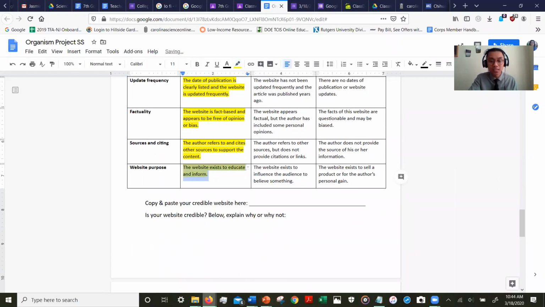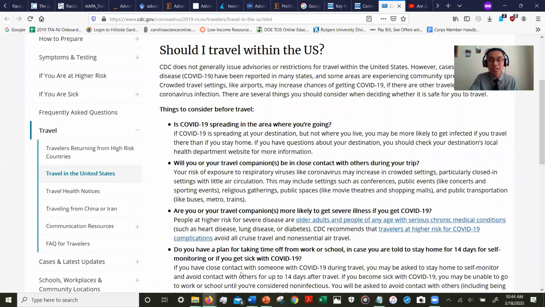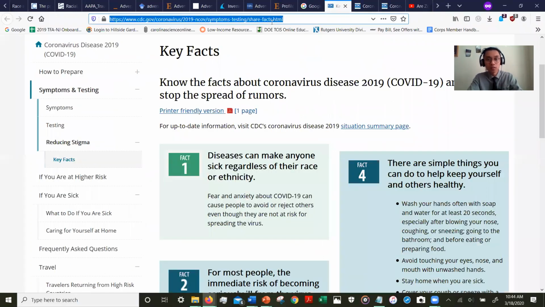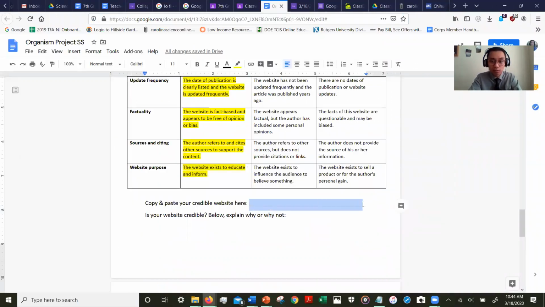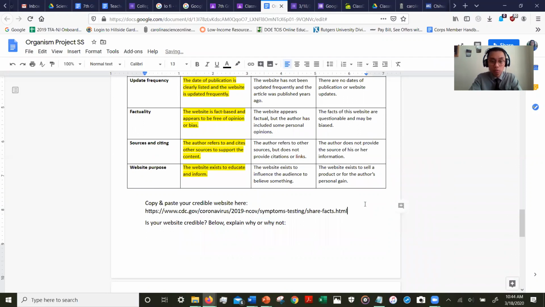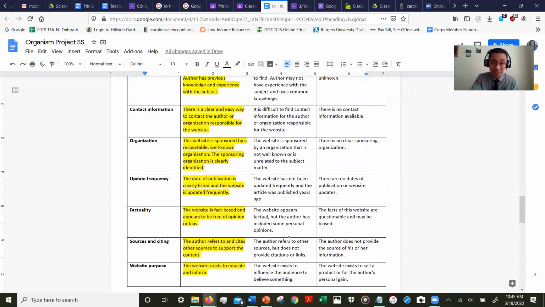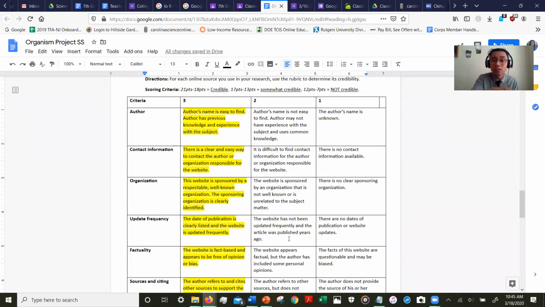Copy and paste your website here. Let me go ahead and do that right now. After this goes away, I'm going to copy and paste it right here. Boom. Was your website credible? Now, this is where my conversation with you goes in. So I would type everything I said into this space, addressing each component of credibility.